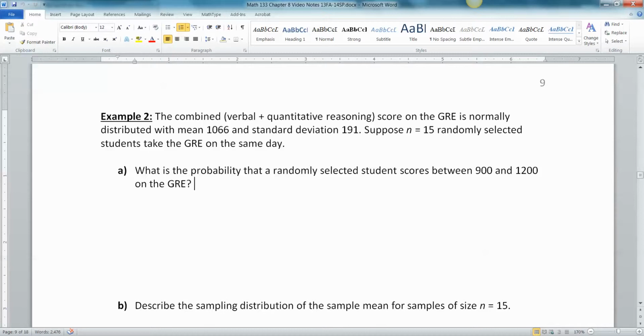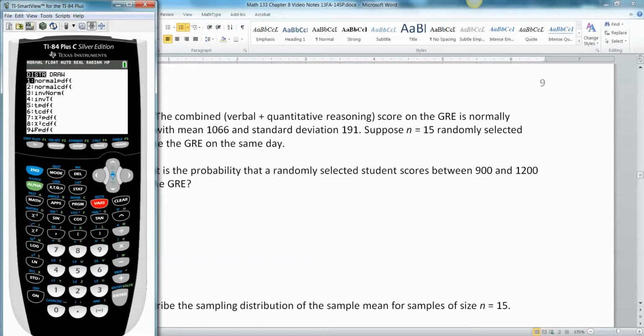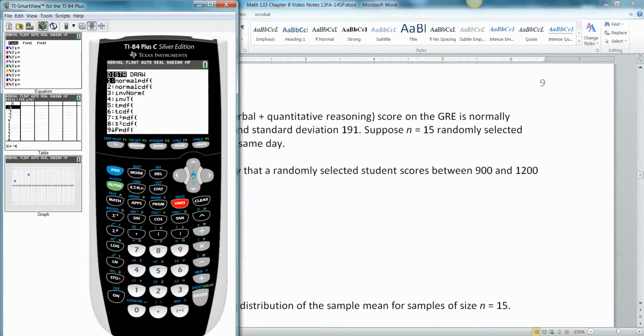All right, so for problem A, it says, what is the probability that a randomly selected student scores between 900 and 1200? Well, that's a bit of a review question from Chapter 7, because if you're talking about a single student, then you're talking about a standard deviation of 191 and a mean of 1066. Nothing is being altered. You're not really talking about the sampling distribution. All right, so let's remind ourselves how to do that.